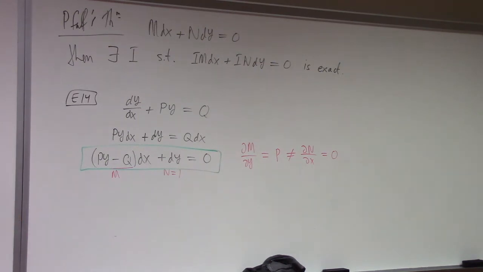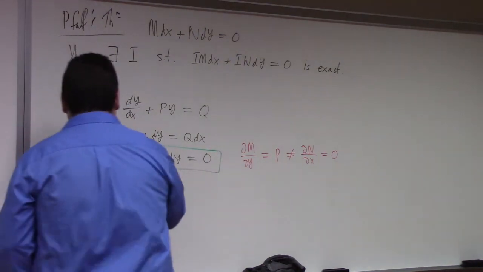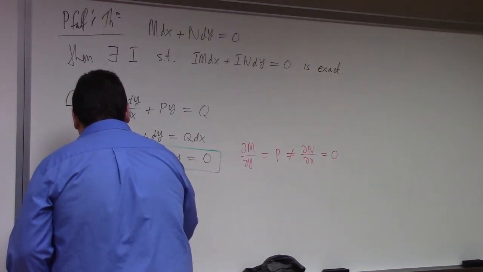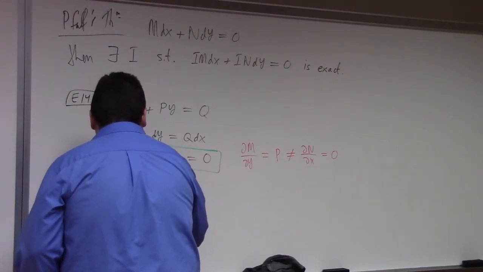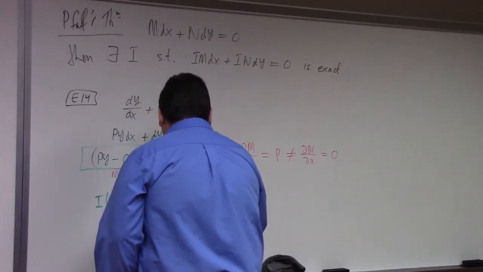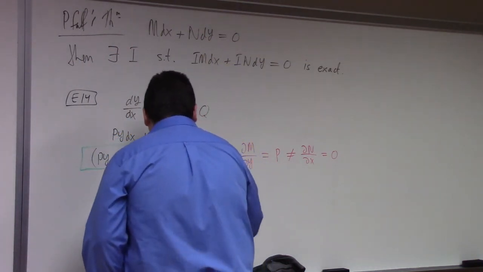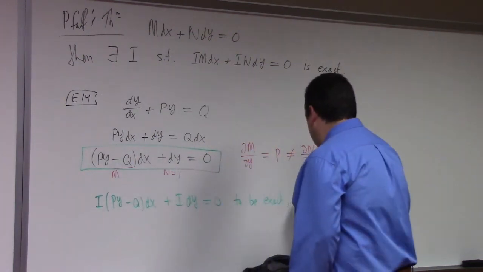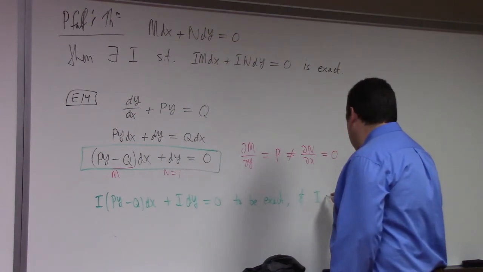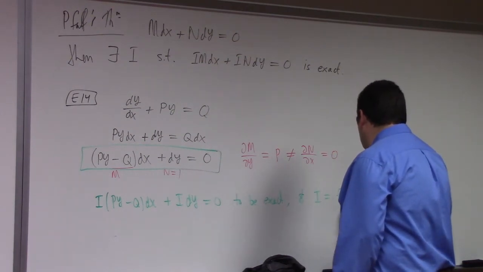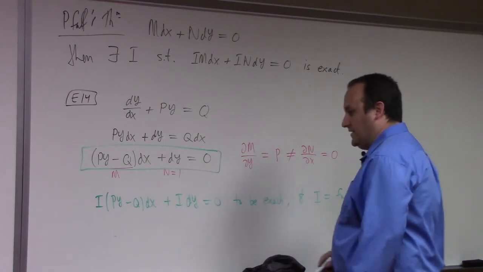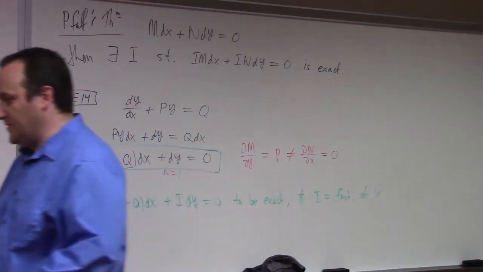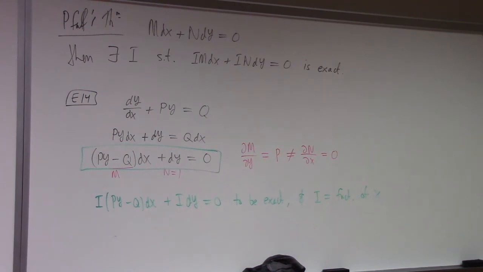That I is exactly the integrating factor. But you can sort of be generic. You could say, okay, so I want I(py - q) dx + I dy = 0 to be exact. All right? And we can be greedy. We can say I is equal to a function of x alone. If we do that, then what condition does I have to meet according to this theorem we just found?